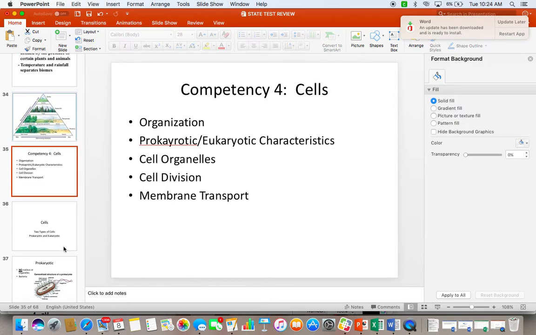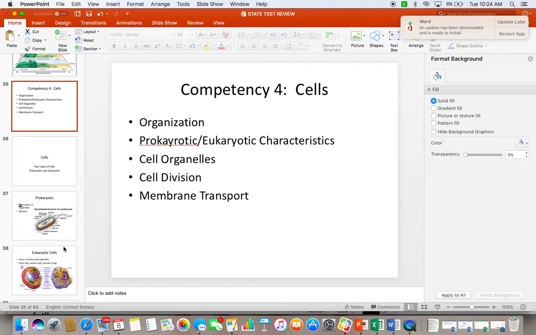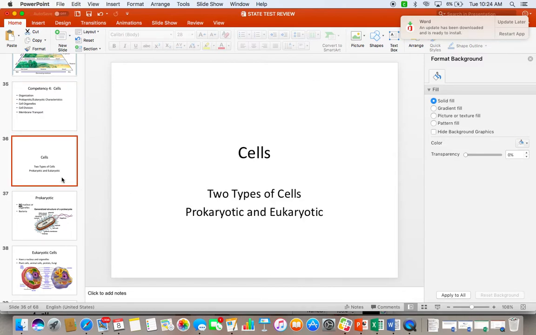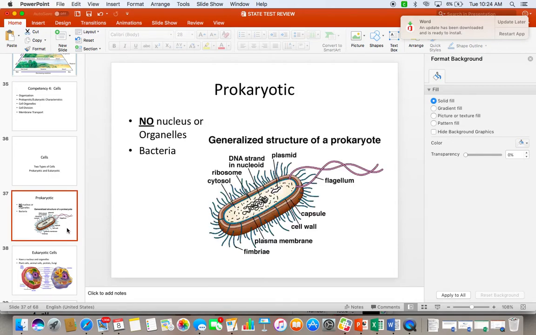This is the beginning of competency 4. Where we left off a second ago, we were looking at the two types of cells, the prokaryotic and the eukaryotic cells. We said prokaryotic cells, those are bacteria, and they do not have a nucleus or organelles, but they do have ribosomes. The little dots in here are ribosomes. Ribosomes make proteins like enzymes, which the bacteria do need. Bacteria do have a cell wall. They do have a membrane. They do have DNA, but you see here it's circular DNA, but it is not in the nucleus.